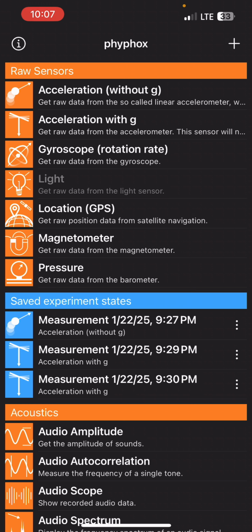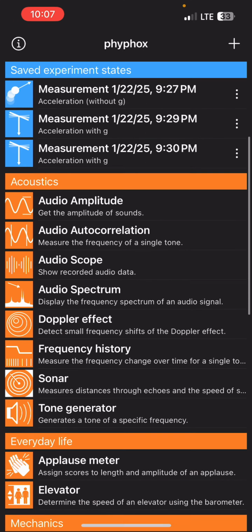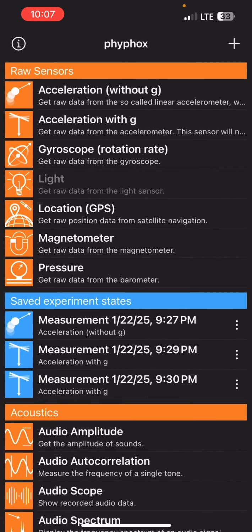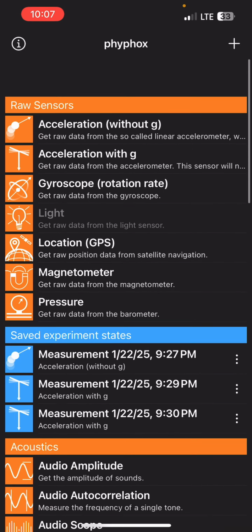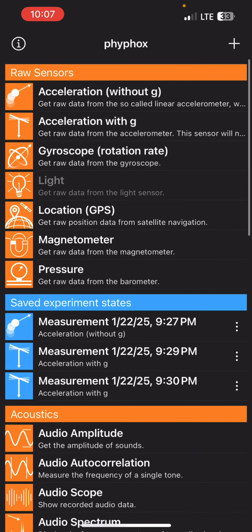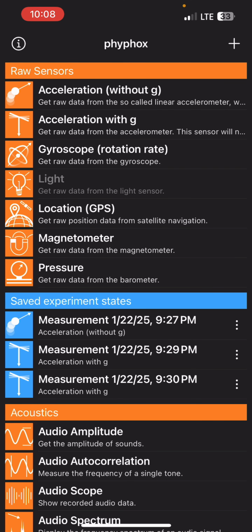Phyphox, which stands for Physical Phone Experiments, is an app developed by the RWTH Aachen University. It turns your smartphone into a portable physics lab by using the built-in sensors of your phone, like the accelerometer, gyroscope, and magnetometer. It's perfect for students, teachers, and anyone who's trying to do science. It allows you to conduct physical experiments without the need for expensive lab equipment. It has a ton of uses, it's very versatile, it's interactive, and it gives you real-time data visualization. Whether you're studying motion, sound, or magnetism, it's got lots of different uses.